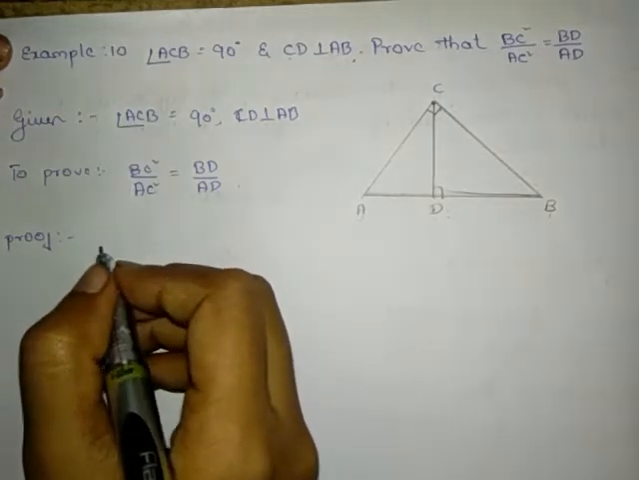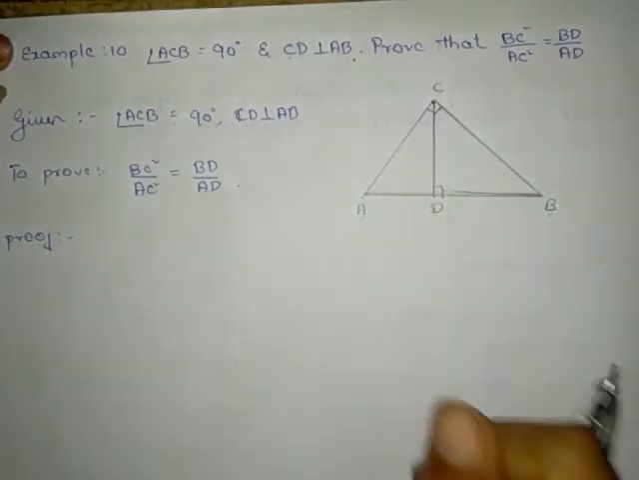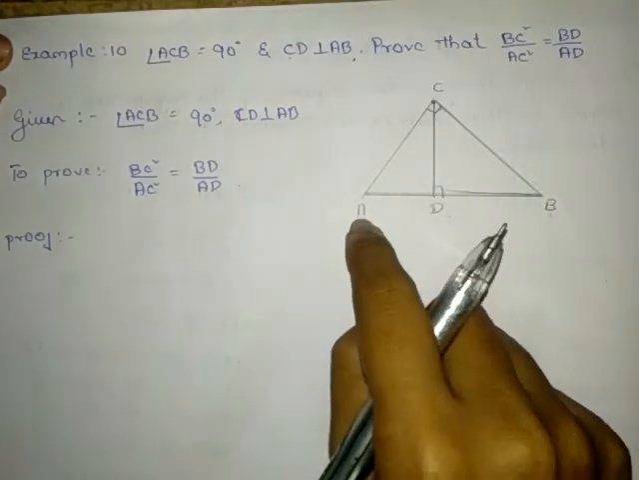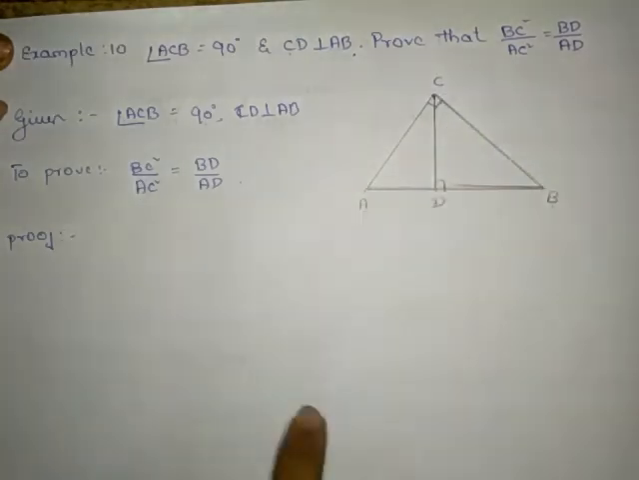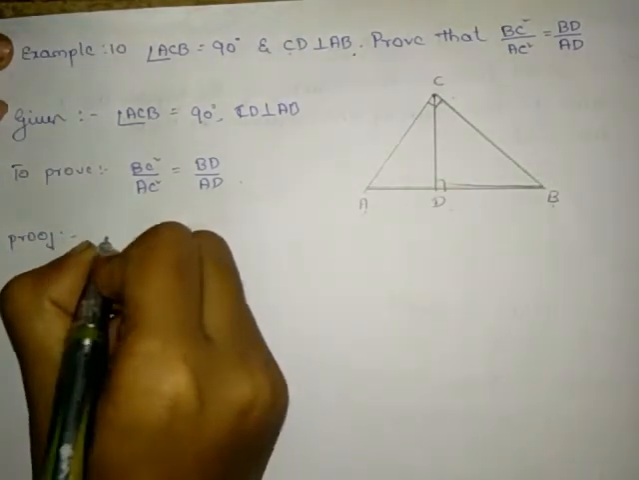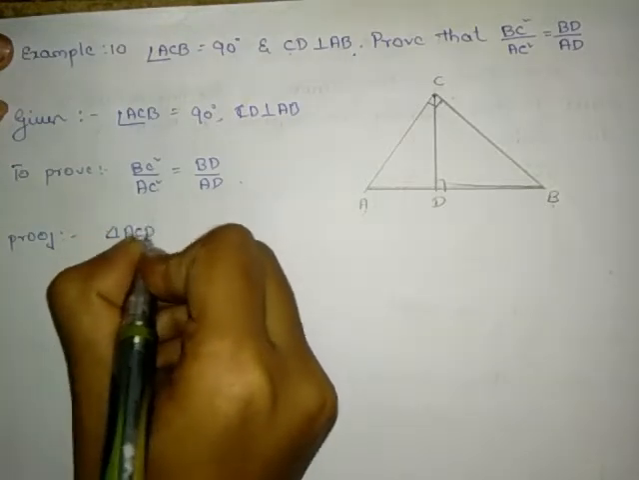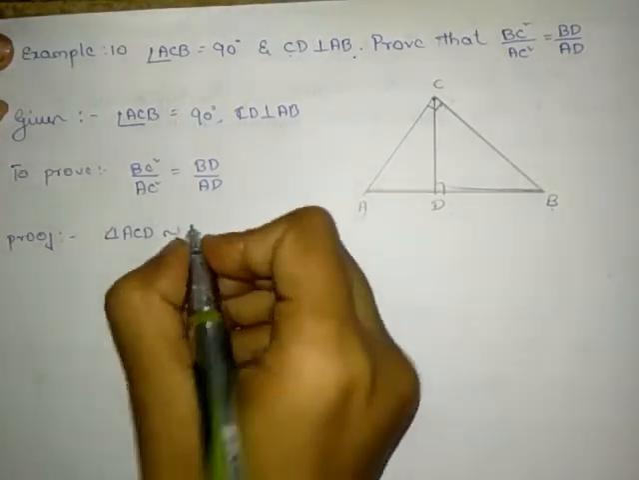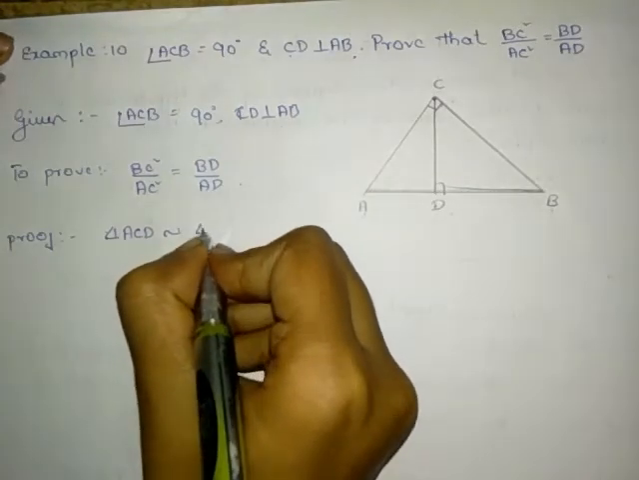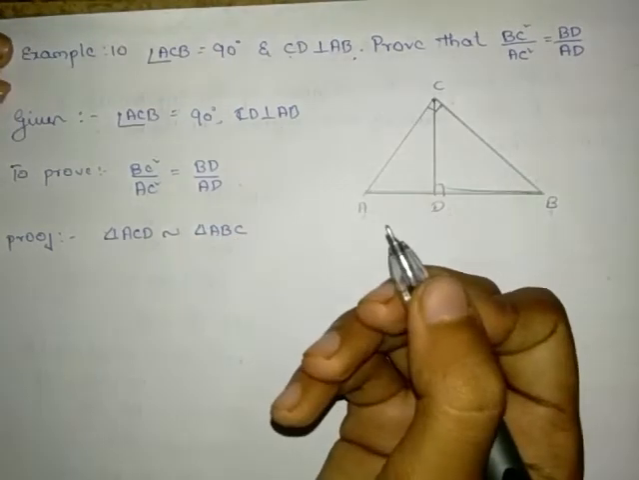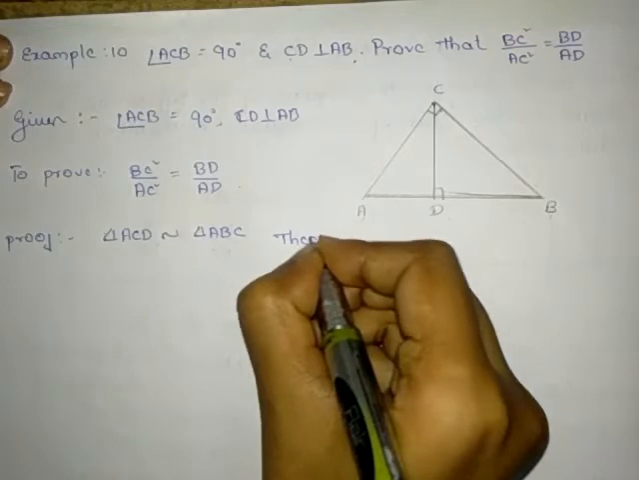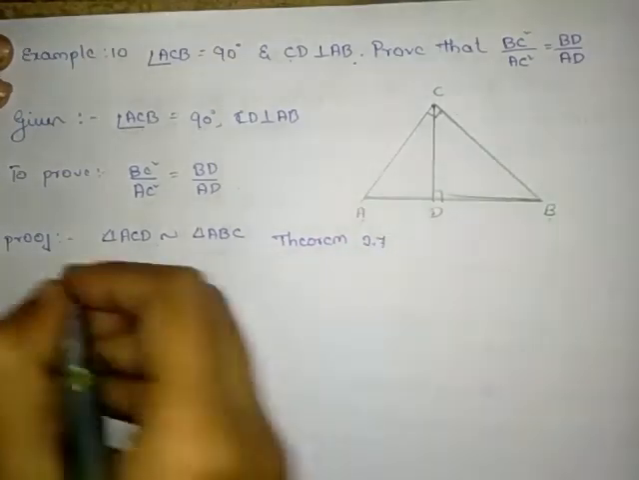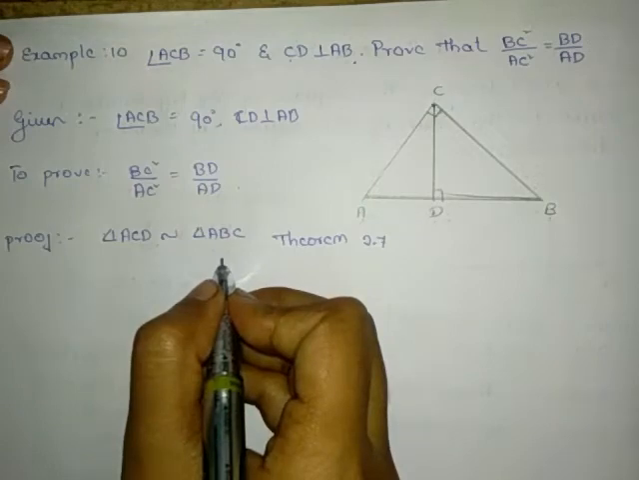First, as we did in the Pythagoras theorem, we'll consider one small triangle and one big triangle. The small triangle is triangle ACD, and one more triangle we are going to consider is ABC, right? These two triangles are similar. Why? Because CD is perpendicular to AB, or we can write it by theorem 2.7. Now, if these two triangles are similar, what about their corresponding sides? They are in the same ratio.